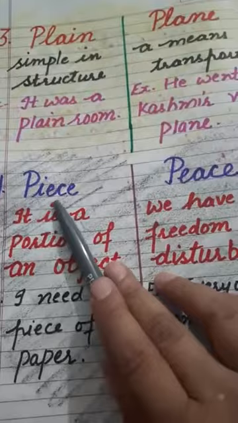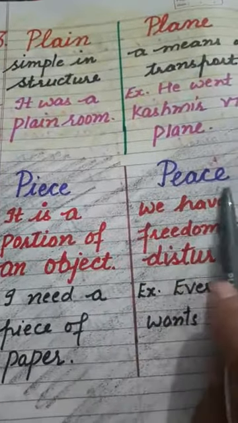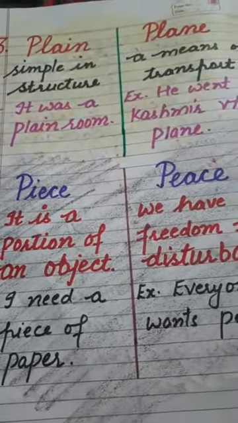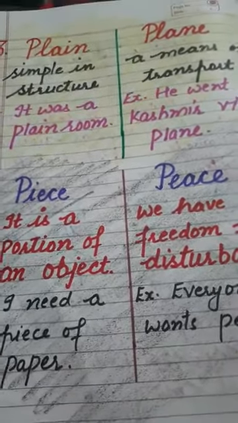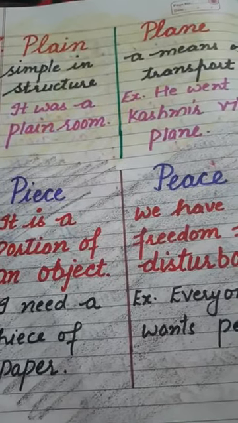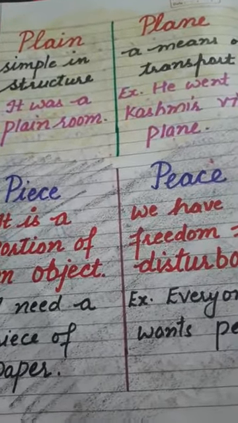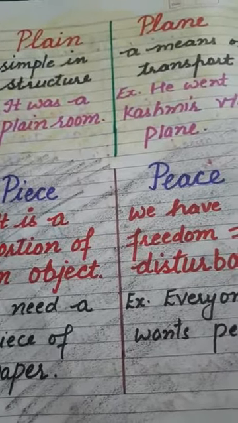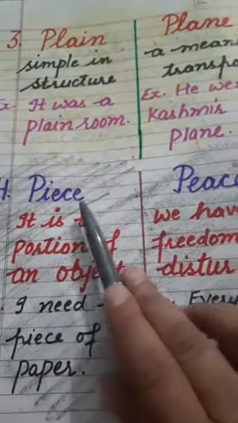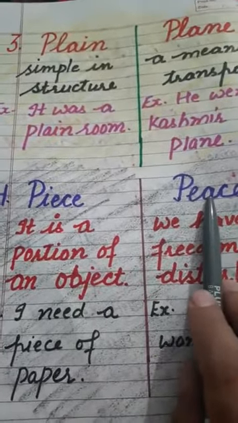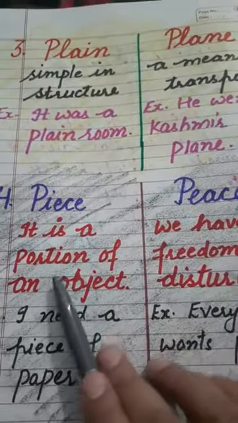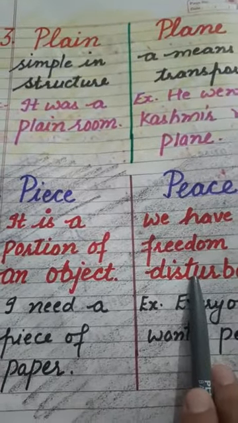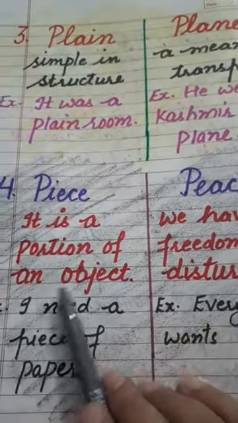Here PIECE and this PEACE. The spellings are different and the meaning is also different because we already have discussed homophones are those words which have the same sound but difference in spellings and meanings. Is that clear? So you can see the difference in spellings, but now you can see the meanings of these words. It is a portion of an object.